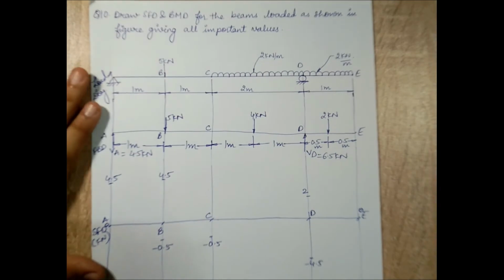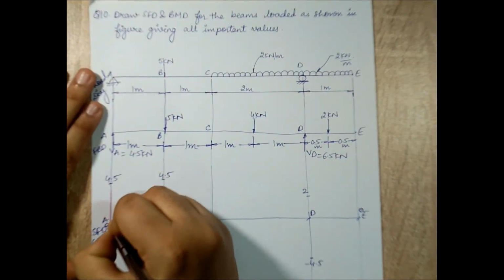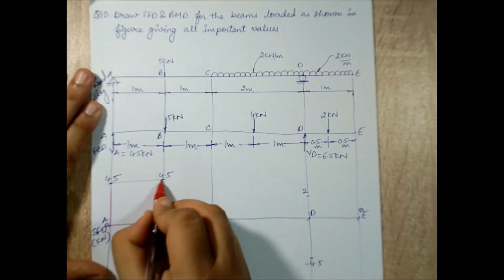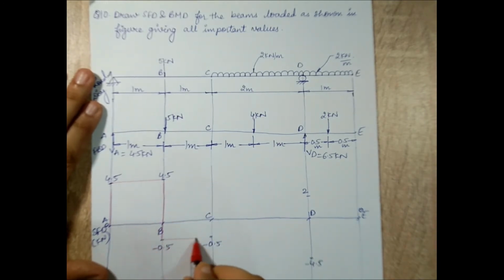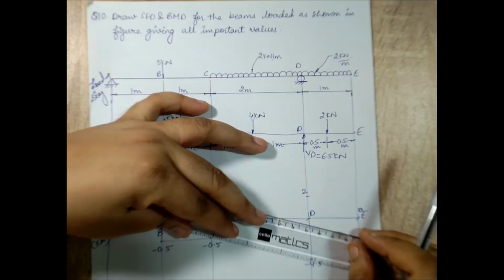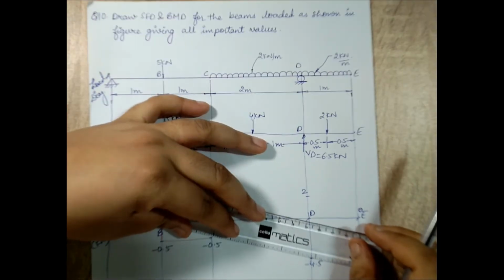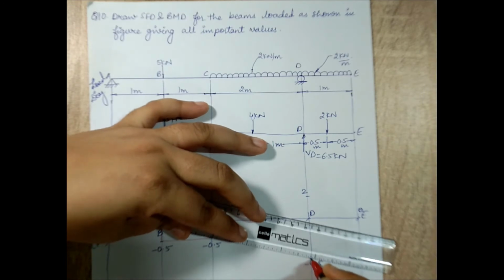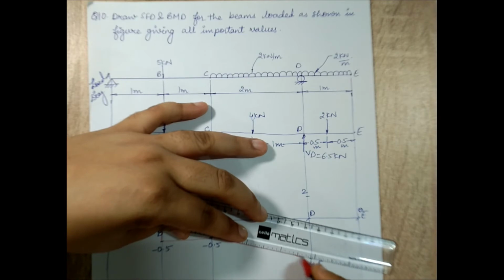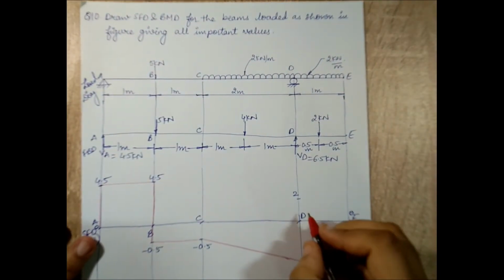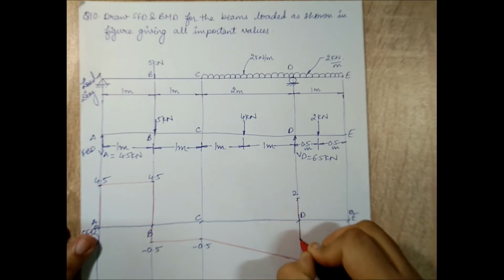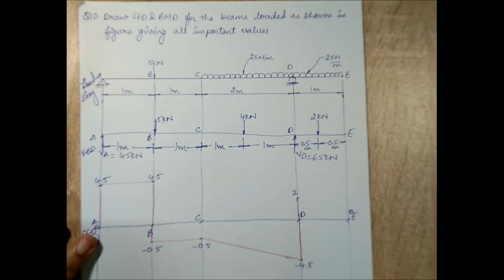I'll start from left of A to right of A, left of B, right of B. I have C. From here to here, it will be a straight line. It's a linear line. So I'll join these 2 points. Next I'll join left of D to right of D, and last I'll join 2 to 0.